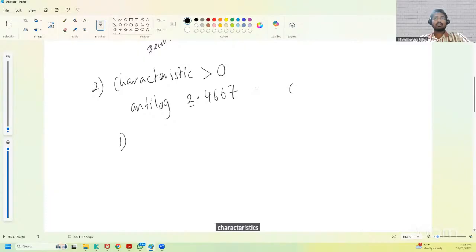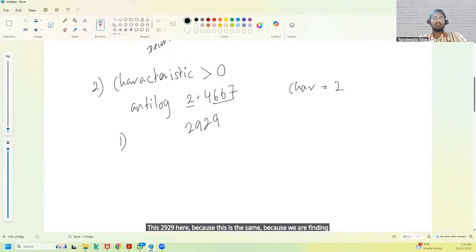So we already have the characteristic as 2. Then 4667. Okay. Here the characteristic is 2 instead of 0. So the digits, the mantissa, is exactly the same. So we will find the same digits in the table, which means we should get this 2929 here, because this is the same; we are finding this mantissa. Okay. We don't need to find it again.